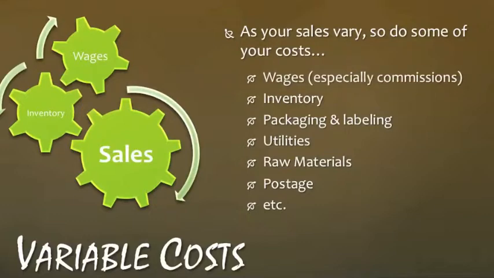So wages, especially if sales are tied to commission. Inventory, packaging and labeling. This could take into account packaging and labeling of the product for the shelf, as well as packaging for distribution. Utilities. Maybe you are producing a product and your utilities increase the more product you produce. Again, same with raw materials. Postage. If you're sending the product out, is there cost associated with that if you have increased sales? And then whatever else might be unique to your particular business.